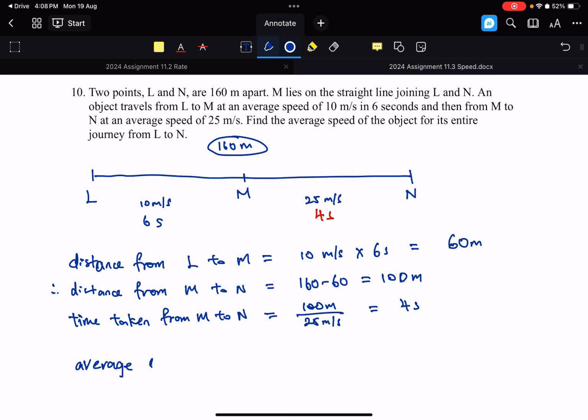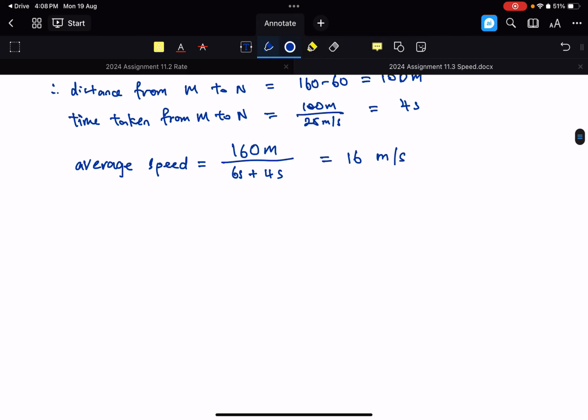Average speed equals to total distance, which is 160 meters, over total time, which is 6 seconds plus 4 seconds. That will give us 16 meters per second. See, if we sketch a diagram, everything is very clear, right? So let's move on to the next one.